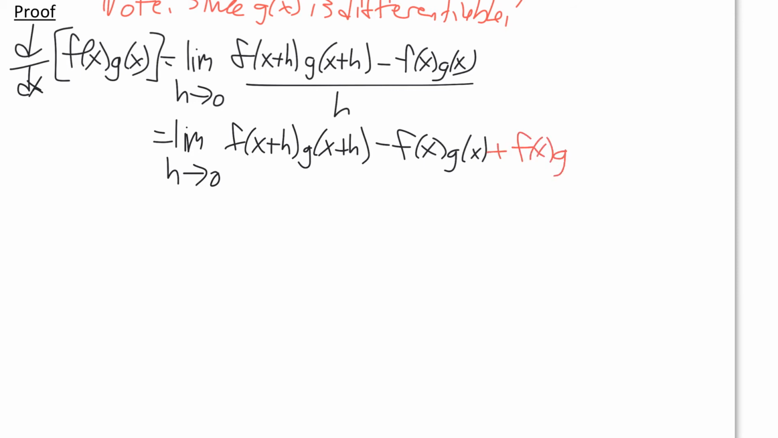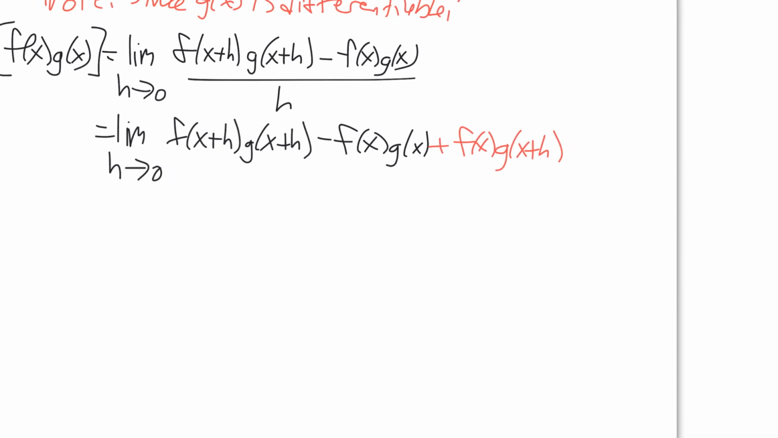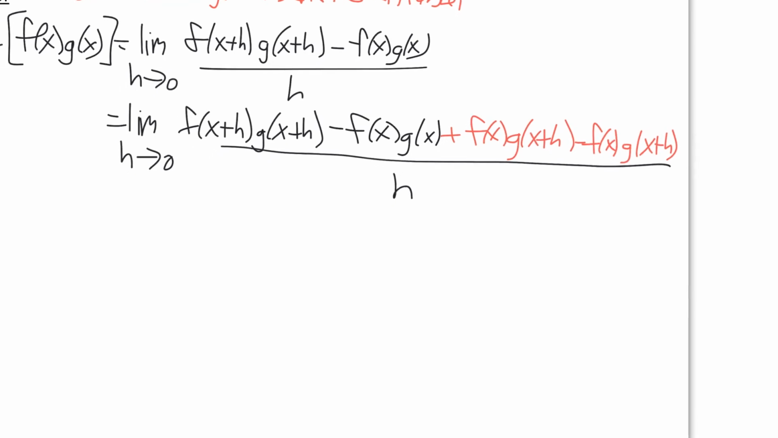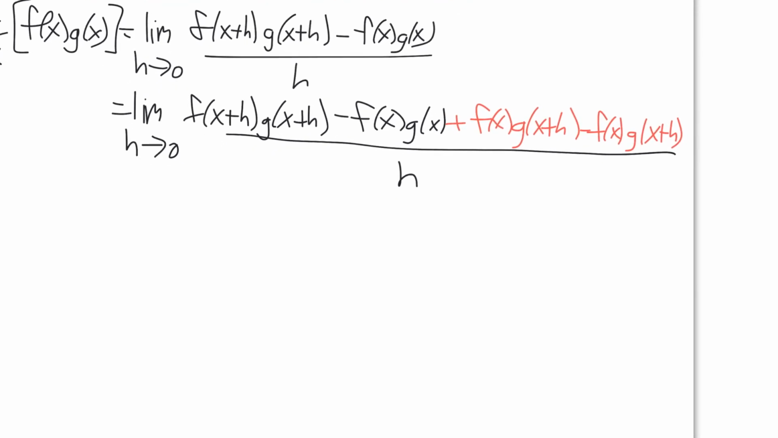So f(x) g(x + h), I'm going to add it, and then of course to keep everything balanced, I'm also going to subtract it. And this is still going to be all over h. Now the reason I do that, and you'll see in a moment, is it allows me a little bit of flexibility. This term here is going to have a g(x + h), and so will this term. And these terms in the middle are going to have an f(x) in common. So there'll be a bit of group factoring that we can do.